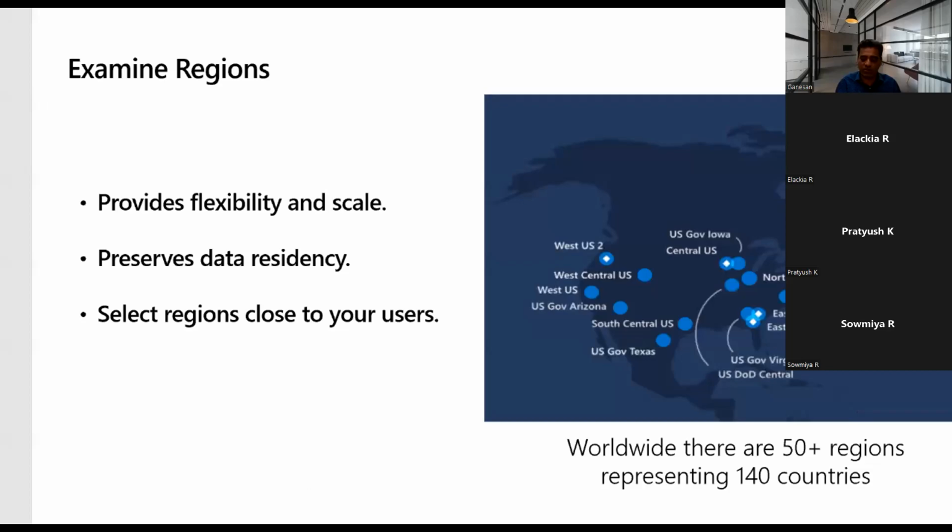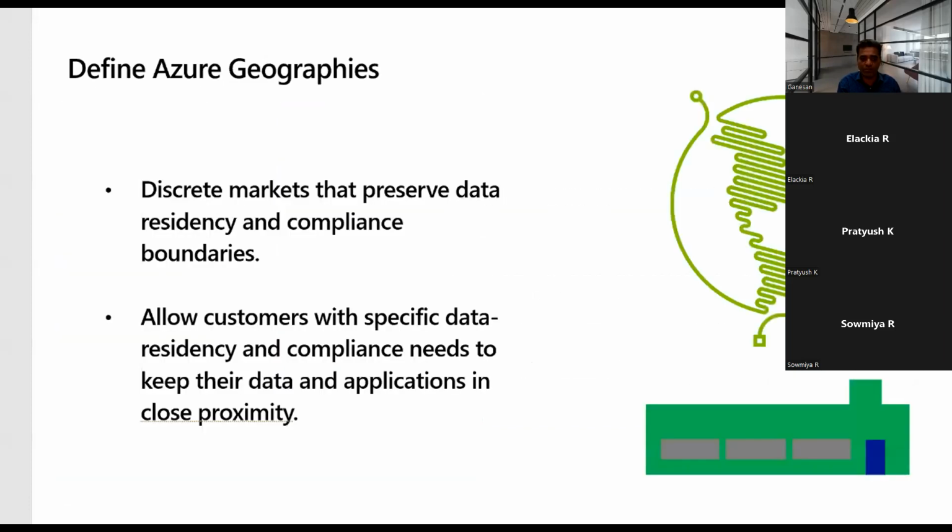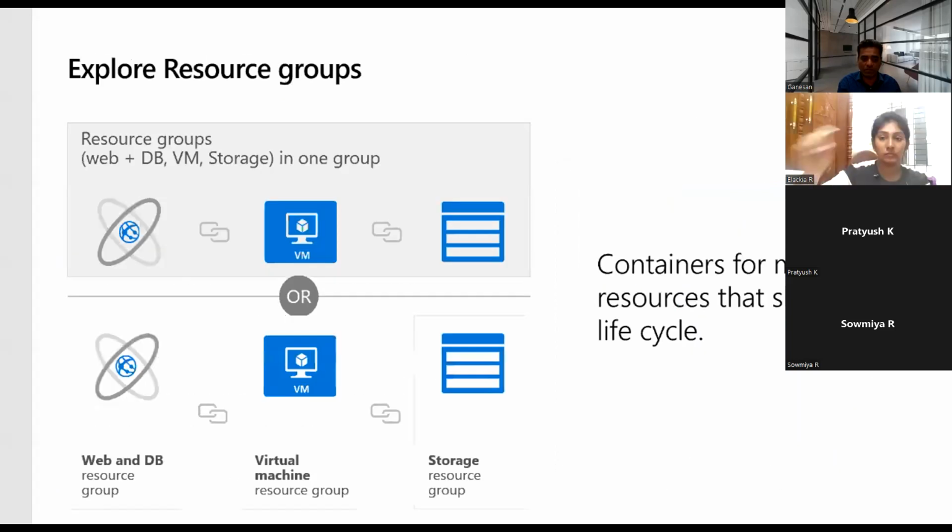So we have seen what is region. Region is a geo separation of each data center. Paired regions we discussed, availability zone, availability sets. And this is the resource group. So what is resource group?